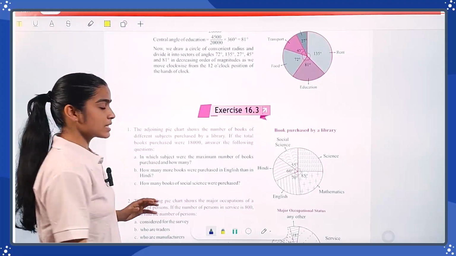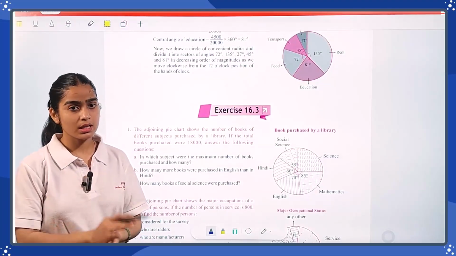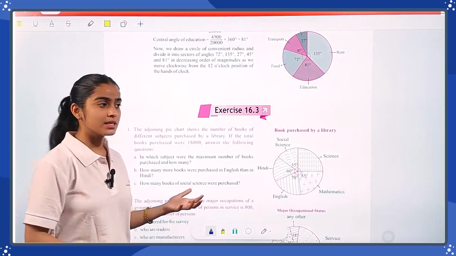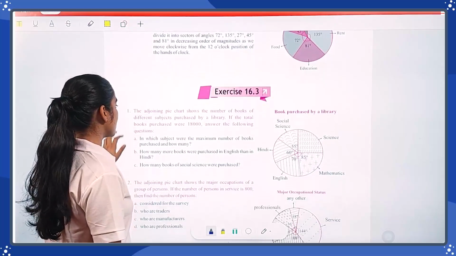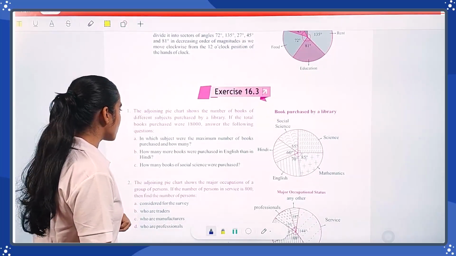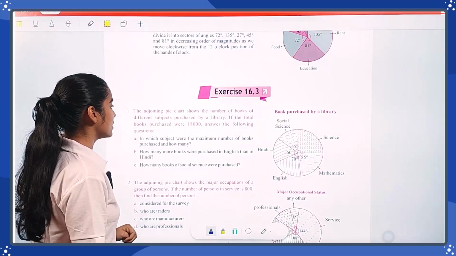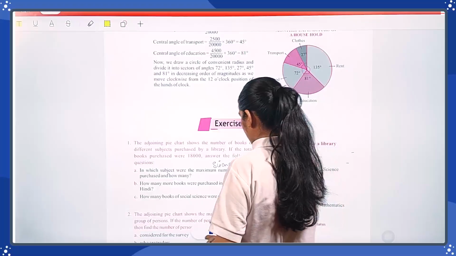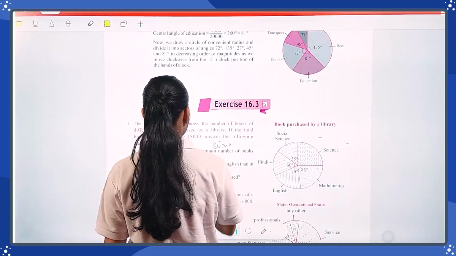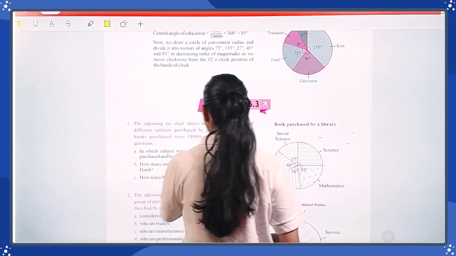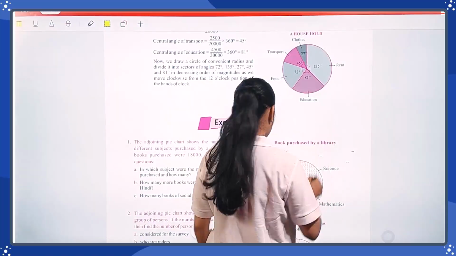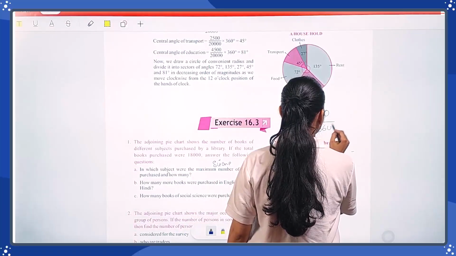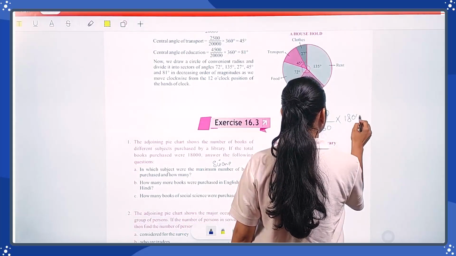Next we have exercise 16.3. So I hope so until now you learned how to read your pie chart, how to evaluate your pie chart, and similarly how to make your pie chart. So the adjoining pie chart shows the number of books of different subjects purchased by a library. If the total books purchased were 18,000, answer the following question. So next we have, in which subject was the maximum number of books purchased? So in science, 90 is the degree and the total angle is 360, and we have to multiply with 18,000.